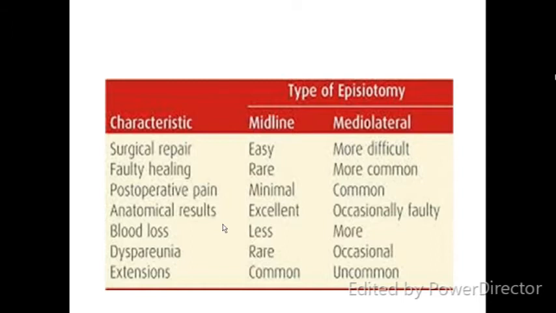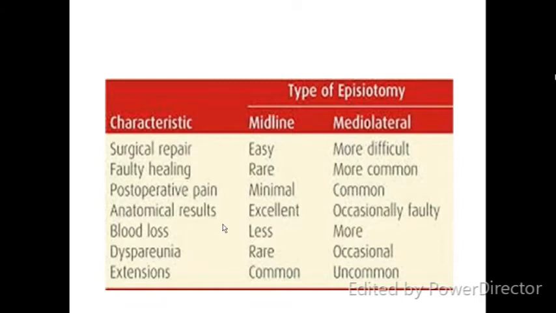What are the merits and demerits? Surgical repair is easy in case of midline, but in mediolateral it is more difficult because after giving the episiotomy the muscles get retracted, and it's not very easy to make it cosmetically good. Everybody does not have very good skill in mediolateral. So for early learners, midline is better, but it's not used now as the risk of turning to 4th degree is more in midline.